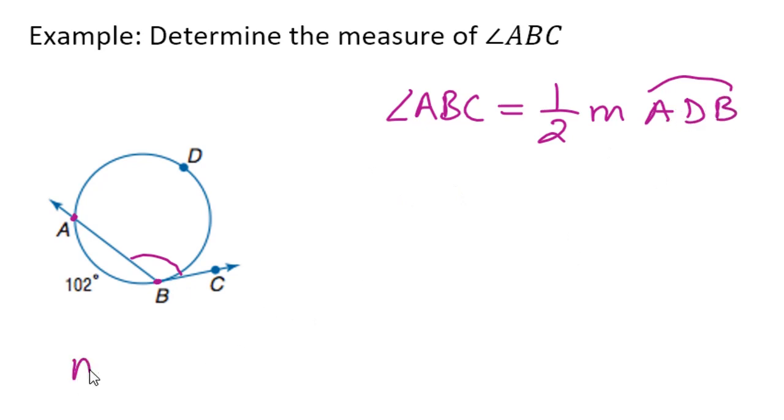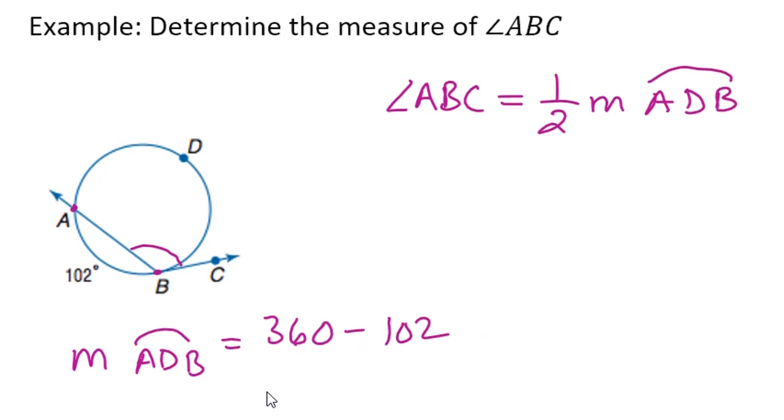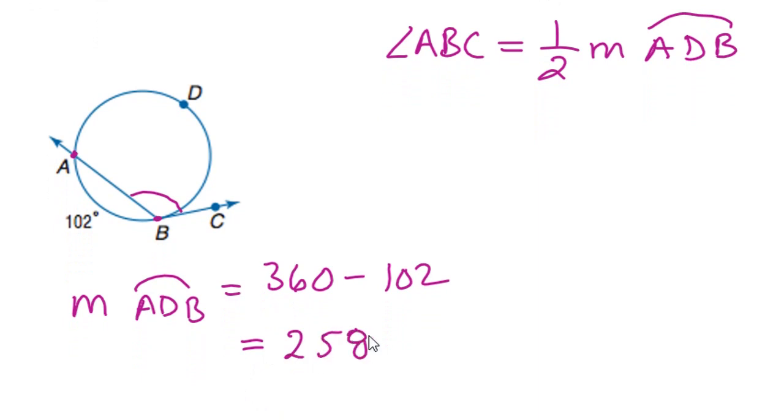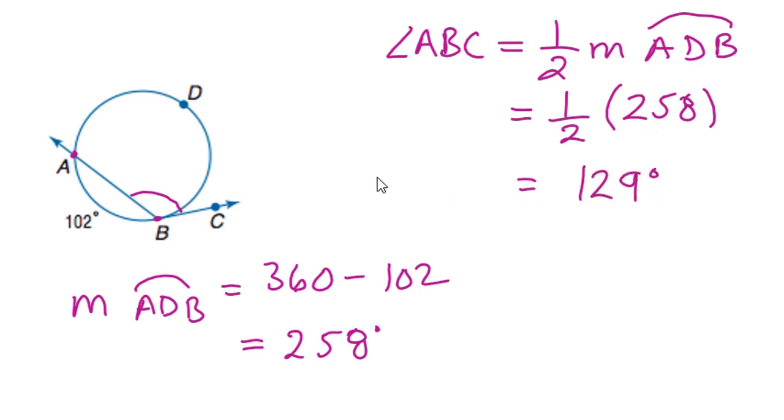Now the measure of arc A through D that stops at B is going to be equal to 360 minus the arc AB, which is 102. Okay, so that is going to be equal to 258 degrees. So that means that the measure of angle ABC will be half of that. So half of 258, and this will be equal to 129 degrees for the measure of that angle ABC.